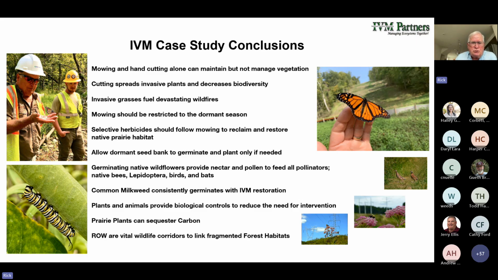Selective herbicides should follow the mowing after one growing season. Allow that dormant seed bank to germinate. Don't put a lot of things in unless you have to. The germinating plants provide for the pollinators. Milkweed will come in naturally. We don't need to spend money planting it. The plants and animals provide the biological control. They reduce the cost over time. The prairie plants will sequester the carbon. And these right-of-ways are good links for wildlife corridors.